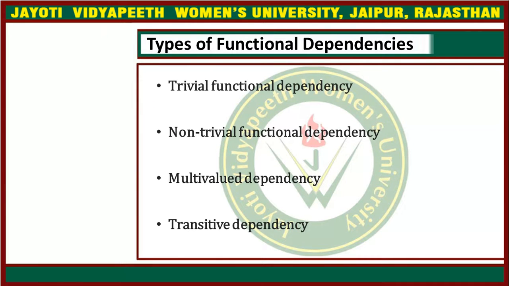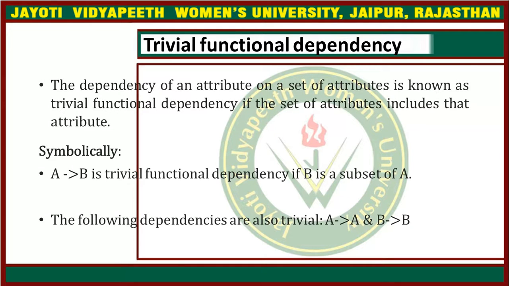Now come to the types of functional dependencies. There are basically four types. First is the trivial functional dependencies, non-trivial functional dependencies, multi-valued dependencies, and the transitive dependency. The first one is a trivial functional dependency. The dependency of an attribute on a set of attributes is known as a trivial functional dependency if the set of attributes includes that attribute. Symbolically, you can represent it like A tends to B is a trivial functional dependency if B is a subset of A.